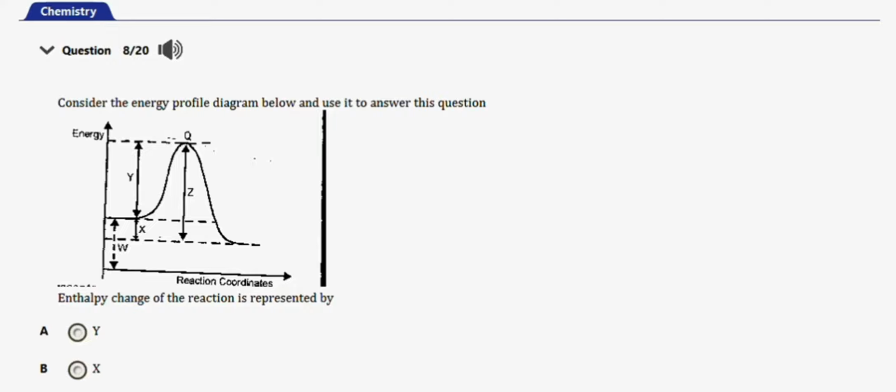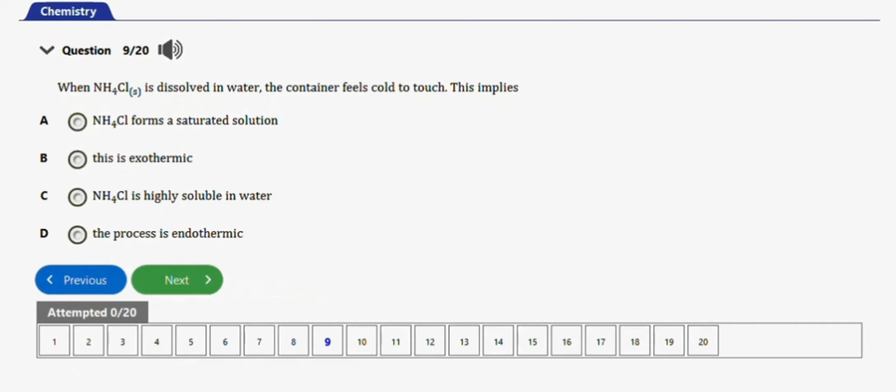Okay, so the next question will be this one. It says, when ammonium chloride is dissolved in water, the container feels cold to touch. This implies ammonium chloride forms a saturated solution. This is exothermic. Ammonium chloride is highly soluble in water. The process is endothermic. So the right answer is option D, which is the process is endothermic. Very important.